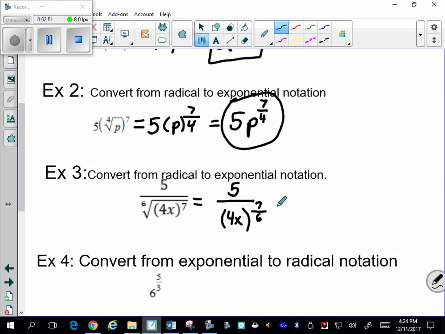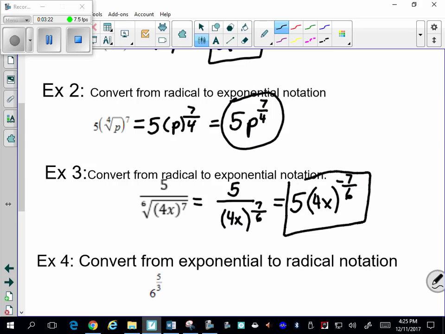We could also keep going, so I'm good with this answer. We could also keep going if we just want to write this not as a fraction, but it would be 5 times 4x. And anytime you move an exponent and the base from a denominator to numerator or numerator to denominator, you switch the sign of the exponent. So this would be 4x to the negative 7/6. And so either one will work as an answer. Just want to kind of give you a little extra on that.